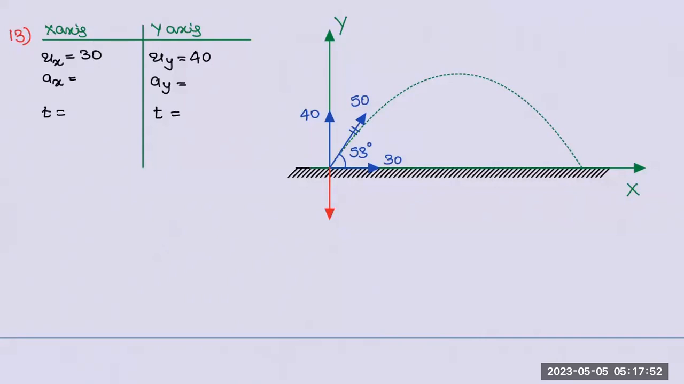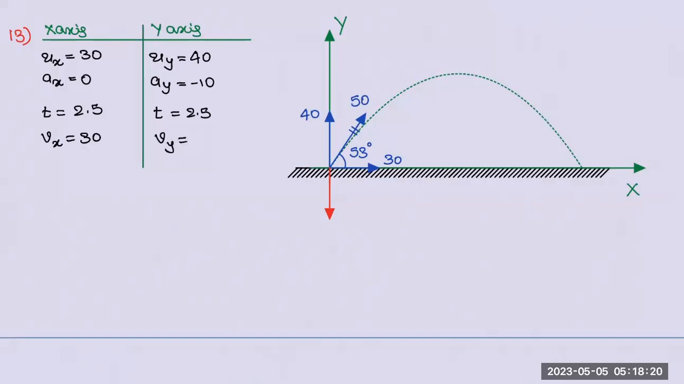Find the angle made by the velocity after 2.5 seconds. So see, after 2.5 seconds, ay is minus 10, t is 2.5. Here also this is 0. Ux or Vx will be always 30. It won't change. But Vy will change. What is the value? Okay, now concentrate.